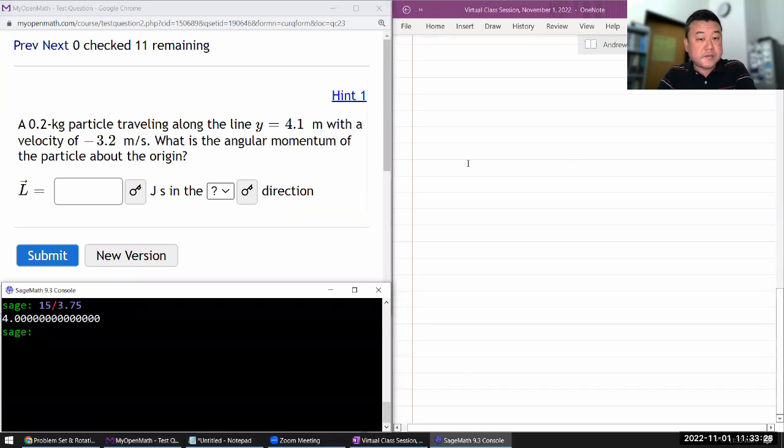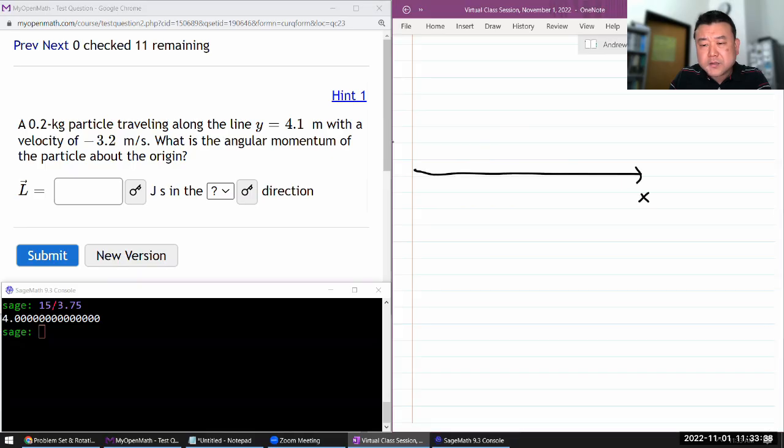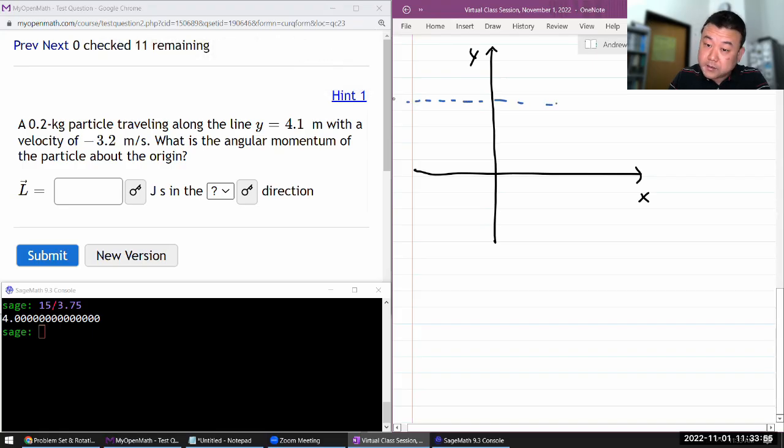So it says, yeah, let me sketch out the situation while I'm reading the question. So it looks like I need to refer to some coordinate axis. So let me just sketch the coordinate axis first. And it's talking about a particle traveling along a line. So if I have my x and y axis this way, a line that has a constant value of y is a horizontal line. So this could be a line where y is equal to 4.1 meters. So it's saying there's a particle that's traveling along this line.